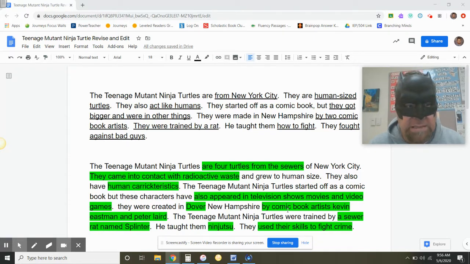All right, for lesson 9, we are going to be going over an example of how to revise our writing. The top piece of our writing today about the Teenage Mutant Ninja Turtles is the rough draft, the draft that this person has written. And then the bottom section here is the revised piece.